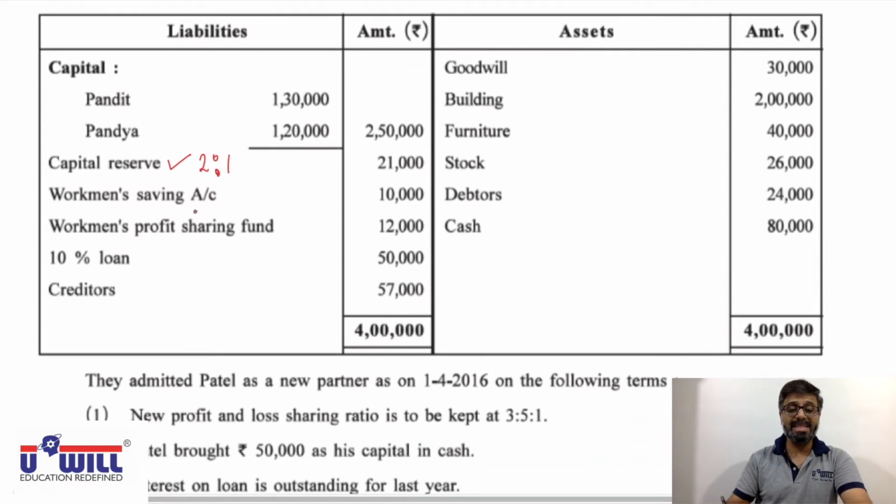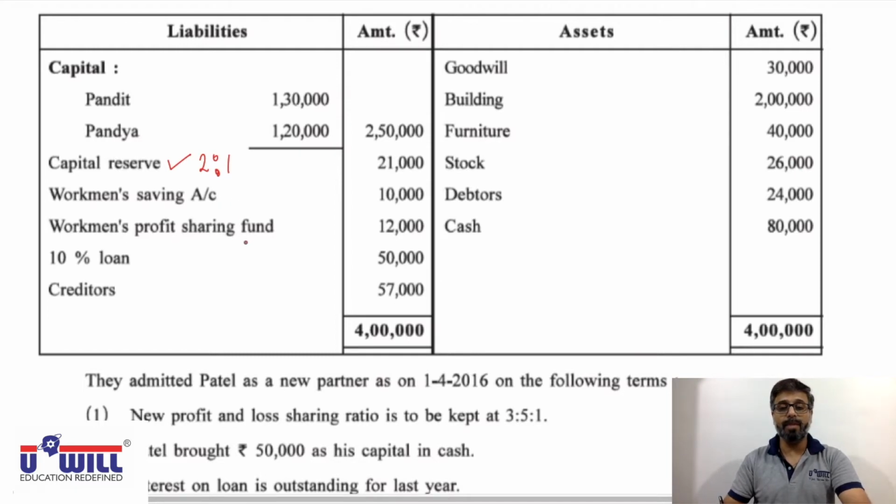Mind well, workman's savings account is not a reserve. I repeat, workman's savings account is not a reserve. It is a liability, like provident fund, savings of the workers, which we are supposed to pay to the workers when they retire or leave the organization. It will continue to appear on the liability side. You don't have to distribute workman's savings account between the partners.